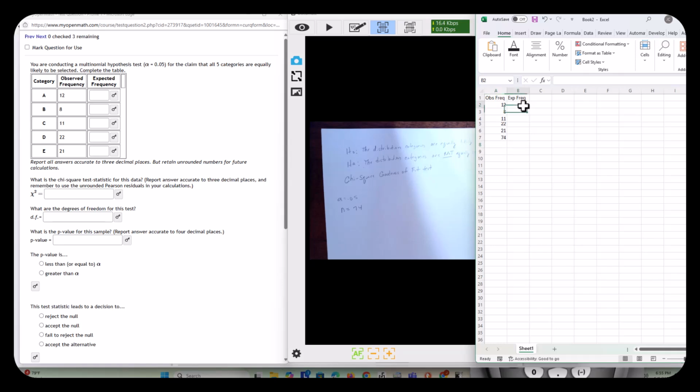Okay, your expected frequency is going to be equal to 0.2, or you could do 1/5, times A7. Equals 0.2 times A7.